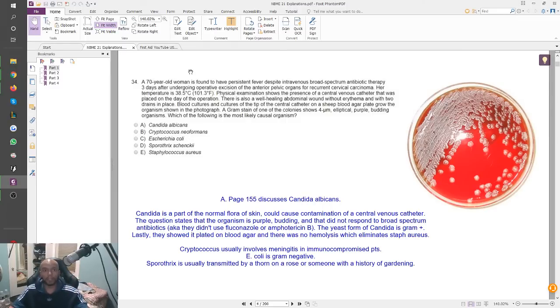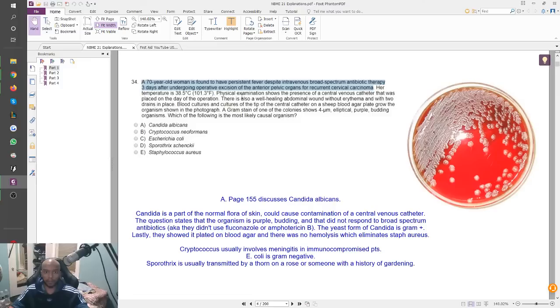A 70-year-old woman is found to have persistent fever despite IV broad-spectrum antibiotic therapy 3 days after undergoing operative excision of the anterior pelvic organs for recurrent cervical carcinoma. All right, so she had recurrent cervical carcinoma. They gave her broad-spectrum antibiotic therapy, and now she has persistent fever. Right, that was a thick sentence. So this is how I read questions. That was too much for me to catch, especially maybe because I was working 9 to 5 today. So I want to stop and make sure I know what I read before I keep reading. Her temperature is high, as they said.